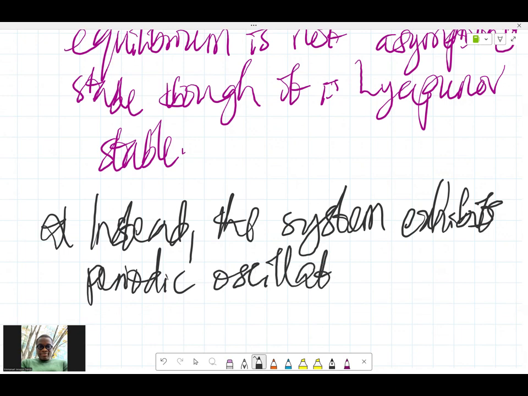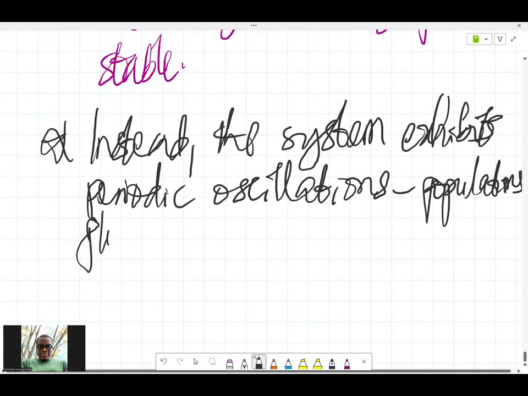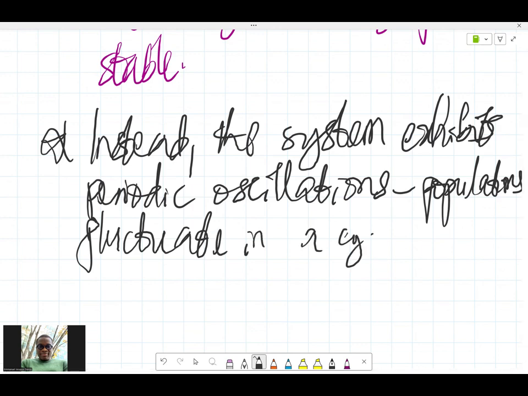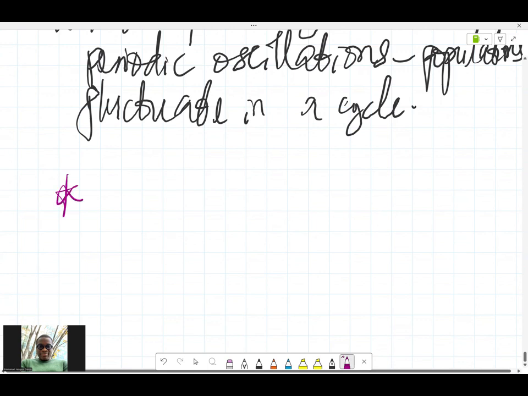So we have the idea of a center or something like that, periodic oscillations, where populations fluctuate in a cycle. So that brings up the idea of a limit cycle, like we saw when we were classifying equilibrium points, I think in the previous video.